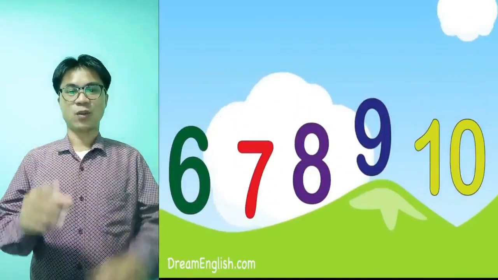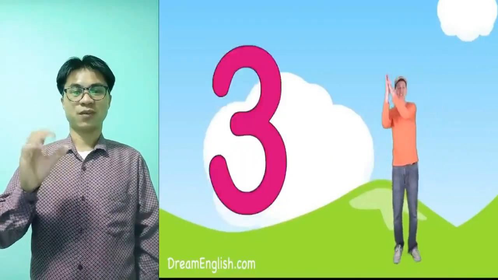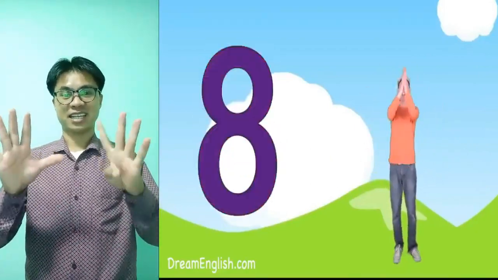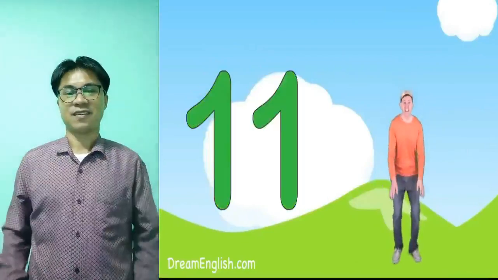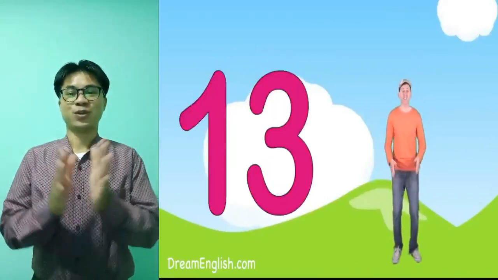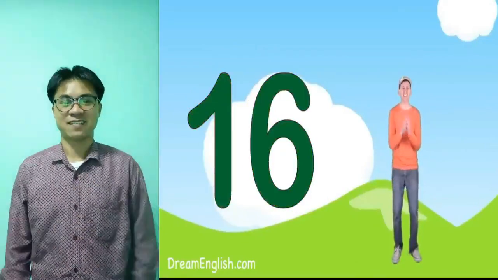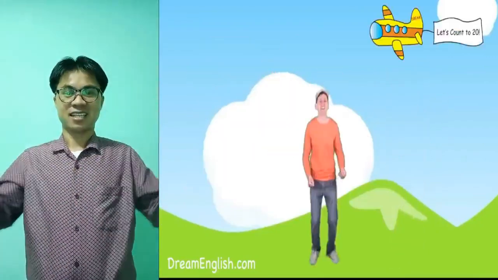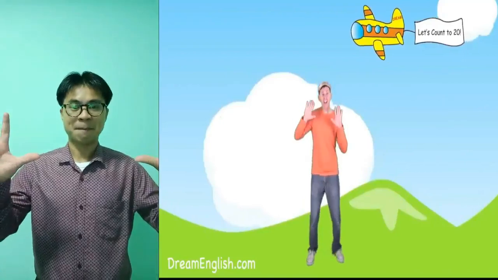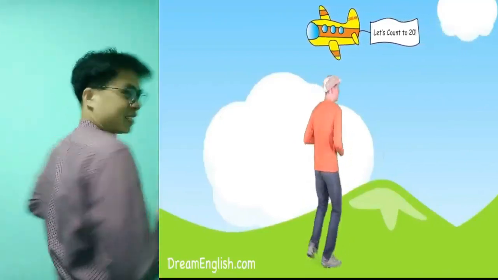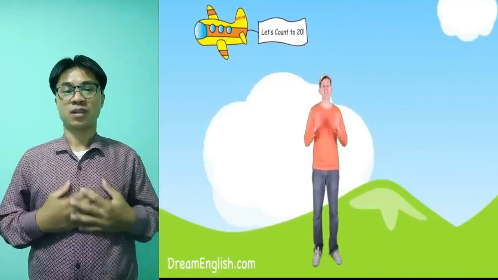1, 2, 3, 4, 5, 6, 7, 8, 9, 10. Jump. 11, 12, 13, 14, 15, 16, 17, 18, 19, 20. Jump, jump, jump, jump, stop. Spin, spin, spin, spin, stop. I can count to 20.